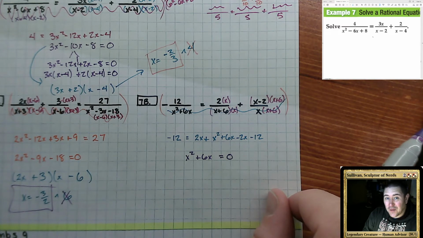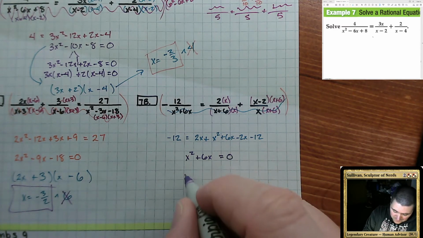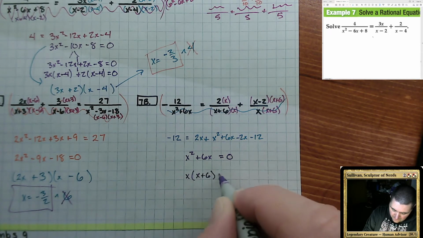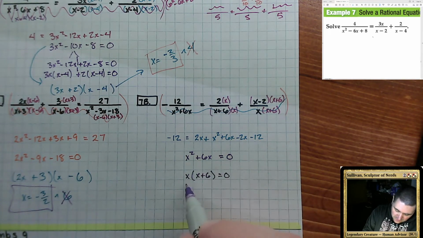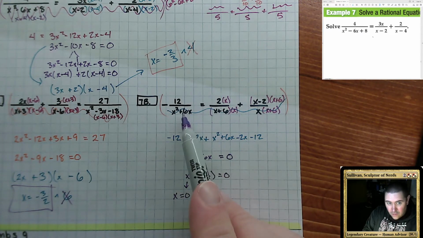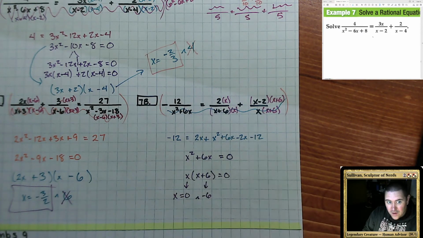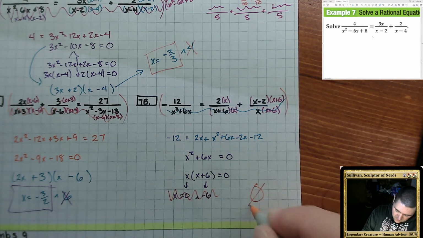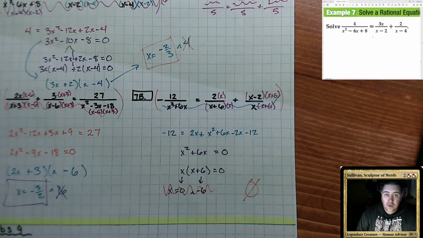You'd be amazed how many times in PreCalc a kid will just brain fart on that one. Take out your GCF. Set each equal to 0: x equals 0 and negative 6. But look at your denominators. Neither of those is allowed. So sometimes you do all the work correctly, and there's still no solution.